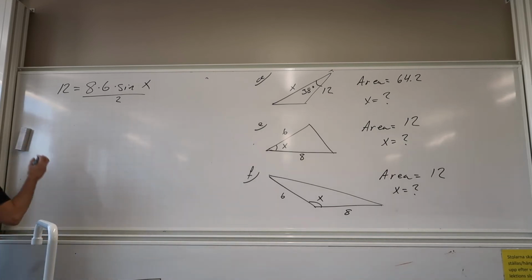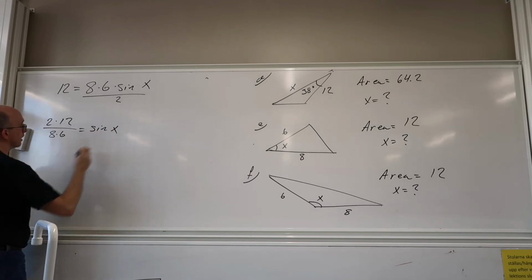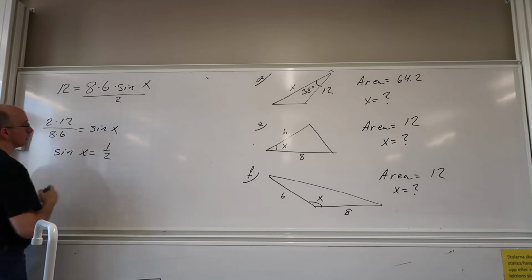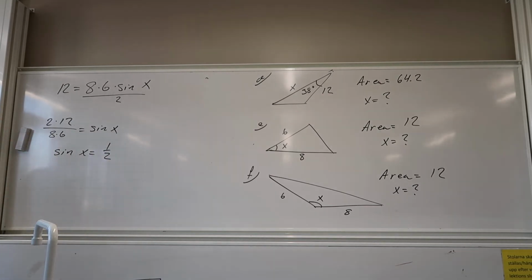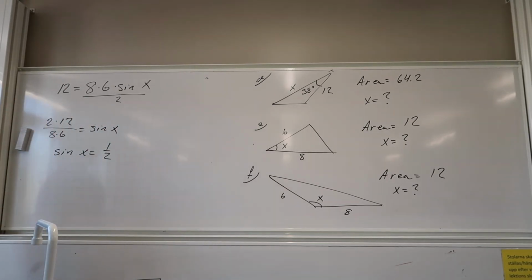So, if I rearrange this, I get 2 times 12 divided by 8 times 6 equals sin x. So sin x equals a half. I get exactly the same when I do that one.